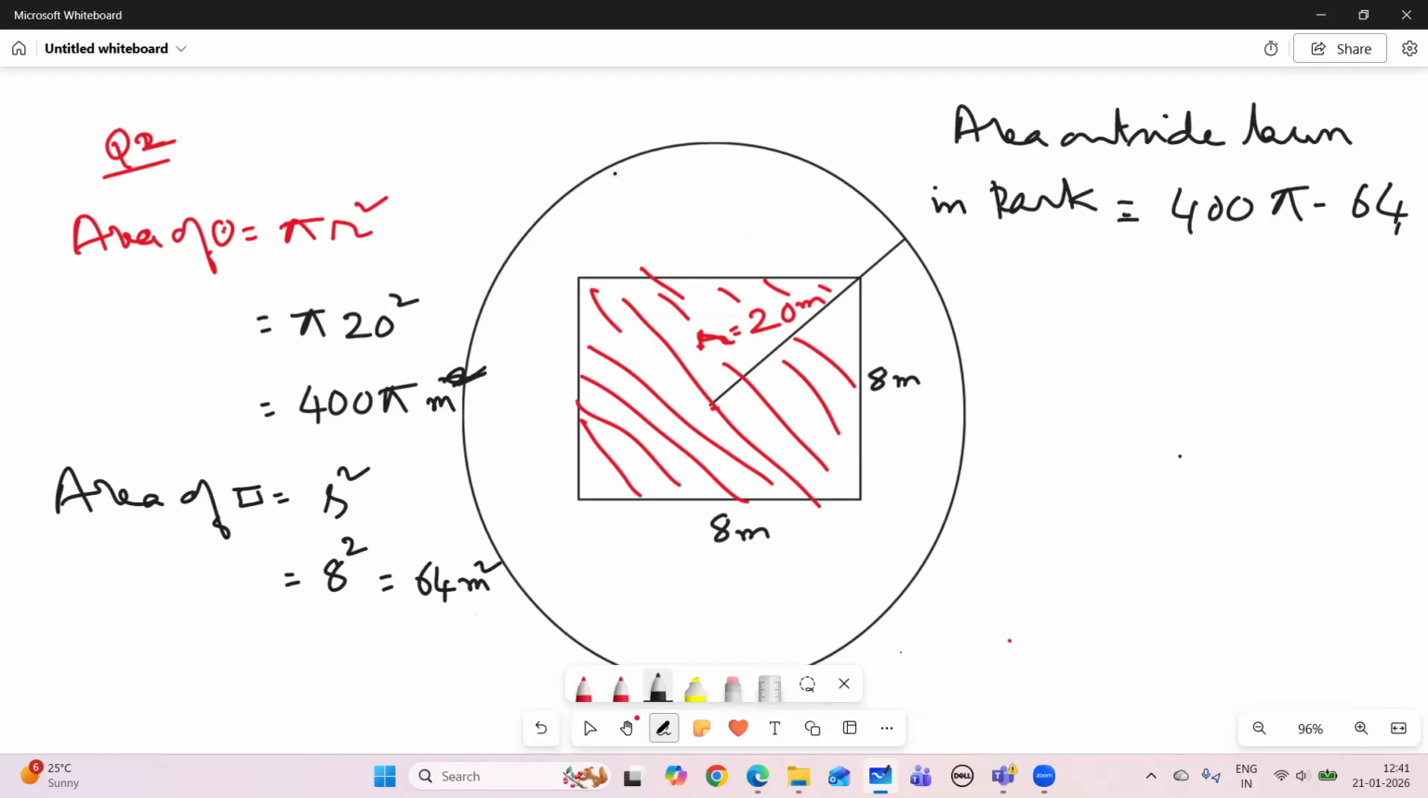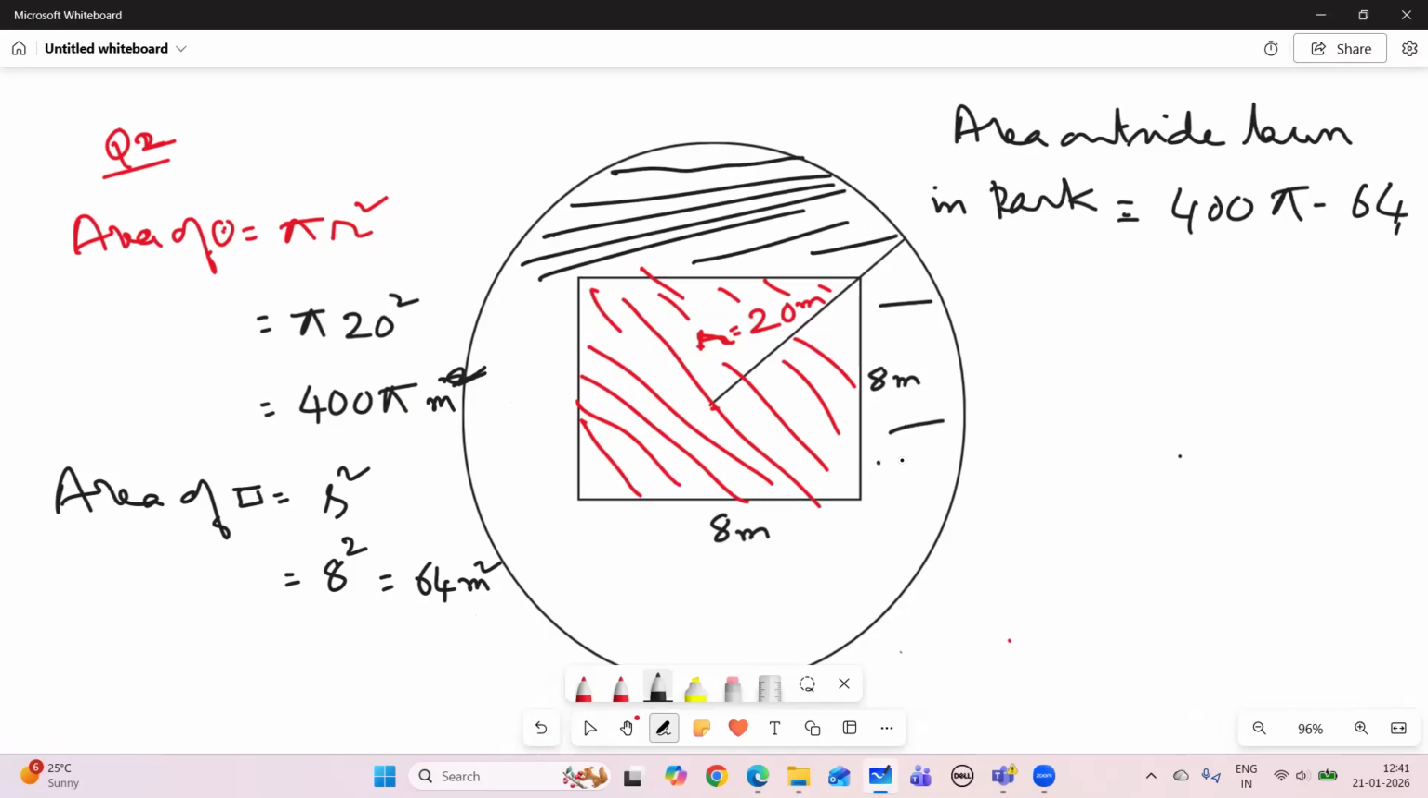So here he wants to grow. Okay, in this part he wants to grow. So we have to find the area outside this lawn in the park. So from the park area, we have to subtract the area of the square, that is 400 pi minus 64.